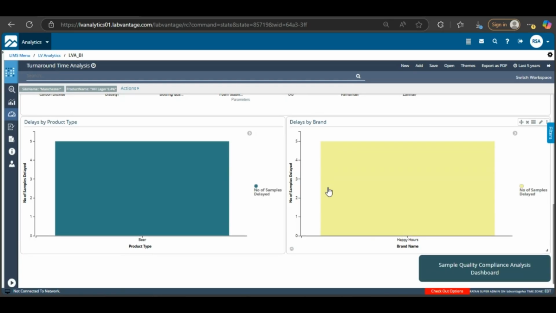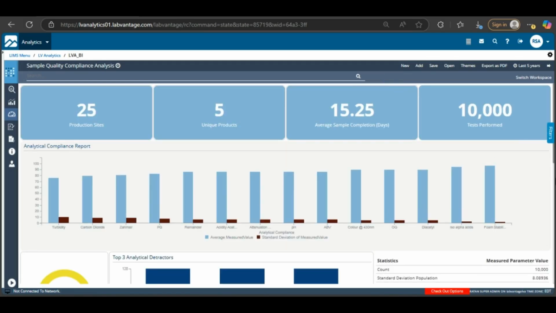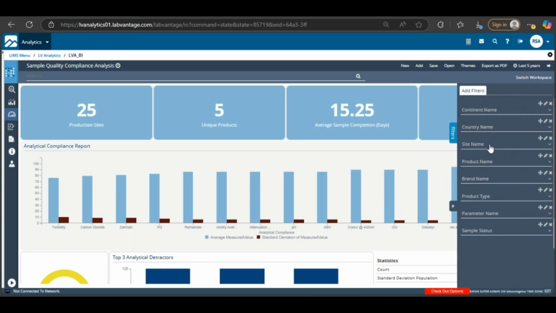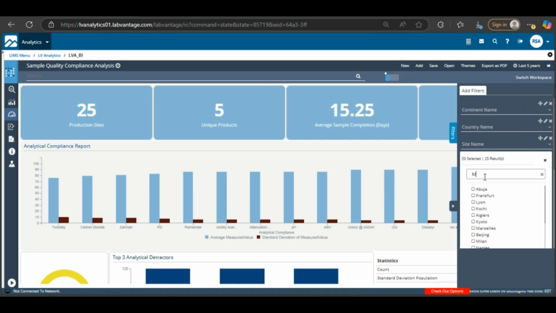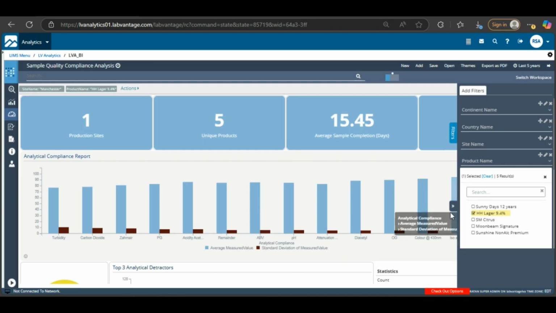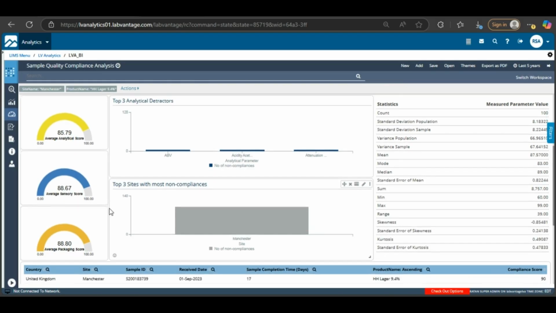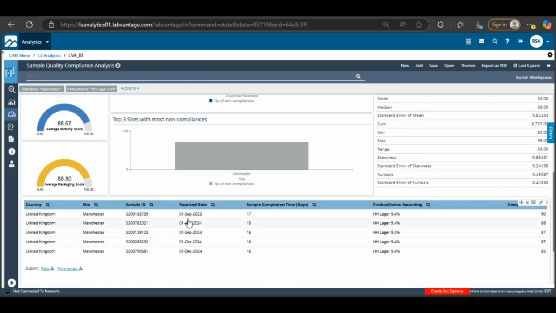Next, we explore compliance scores. These help us understand how well the finished products are meeting predefined quality standards across different dimensions. Each score corresponds to a critical quality attribute tested in the lab. To get more granular, we drill down into the analytical compliance scores for each parameter linked to HH lager at the Manchester site. After locking in our filters, we transition to a detailed view. Here, we observe that analytical, sensory, and packaging compliance scores all fall below the 90% threshold, indicating consistent underperformance. We then identify the specific batch tied to these scores to investigate the issue at its source.